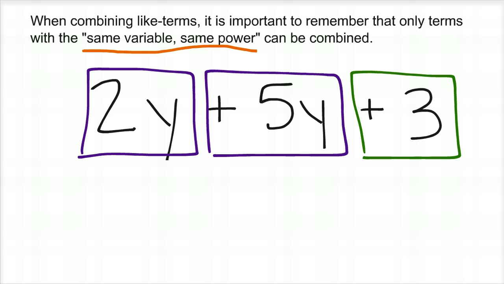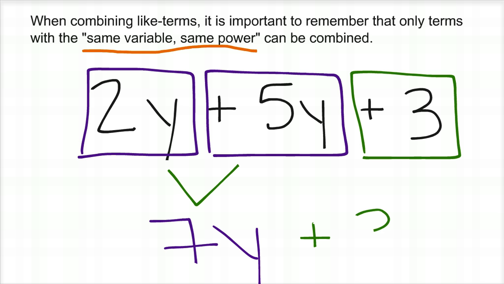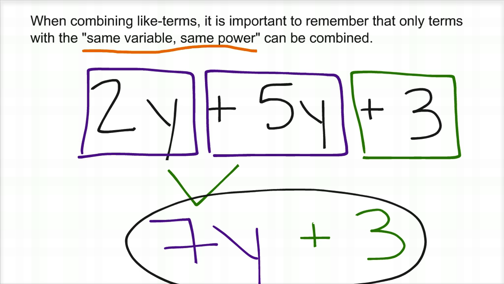My job now is to combine the purple like terms. So 2y plus 5y is 7y. And then I have plus 3. This is my simplified expression, 7y plus 3.